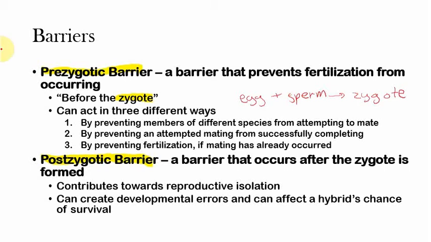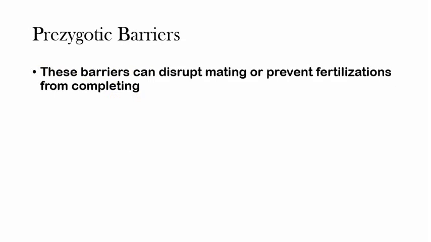In contrast to that, you can have a post-zygotic barrier. This is a barrier that occurs after the zygote is already formed, okay? And when you talk about post-zygotic barriers, you usually talk about developmental errors. So these are things that occur after the zygote is created, and they can affect a hybrid's chance of survival. So that would be an example like a genetic disease or something like that. And we're going to get more into this so you can actually see examples of post-zygotic barriers. So before we do that, let's first look at the types of pre-zygotic barriers that occur in biology.